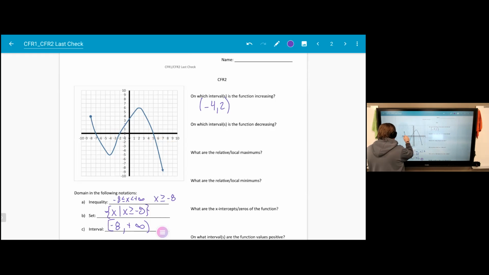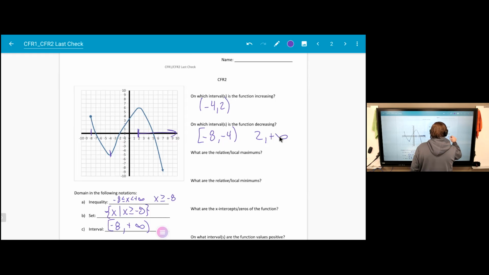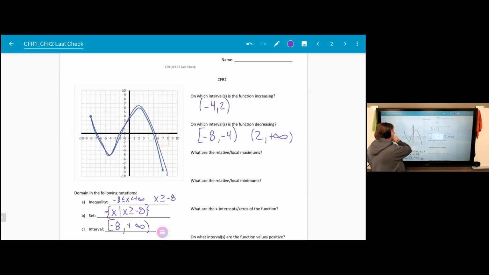It's decreasing from -8 to -4. Technically, that is exactly -8, so you could have that. If you just put the parenthesis, I probably wouldn't mark that wrong. For the other part, it's decreasing from x is 2 all the way out. What's all the way out? Positive infinity. There's my increasing and decreasing. Again, going down, going up, going down.